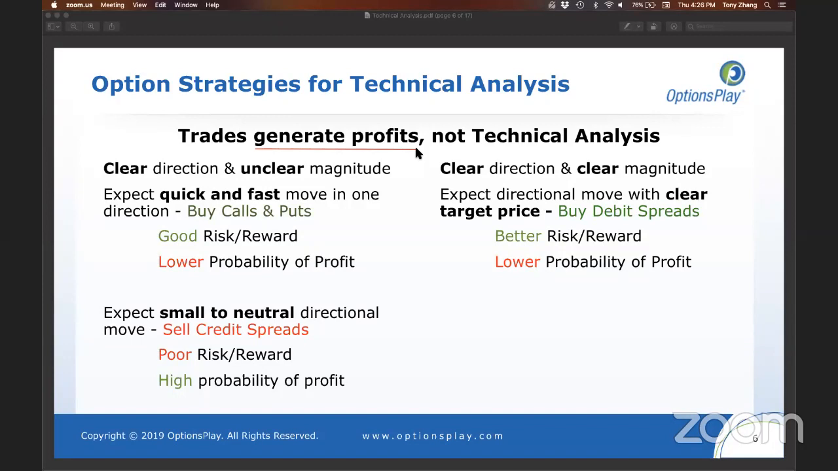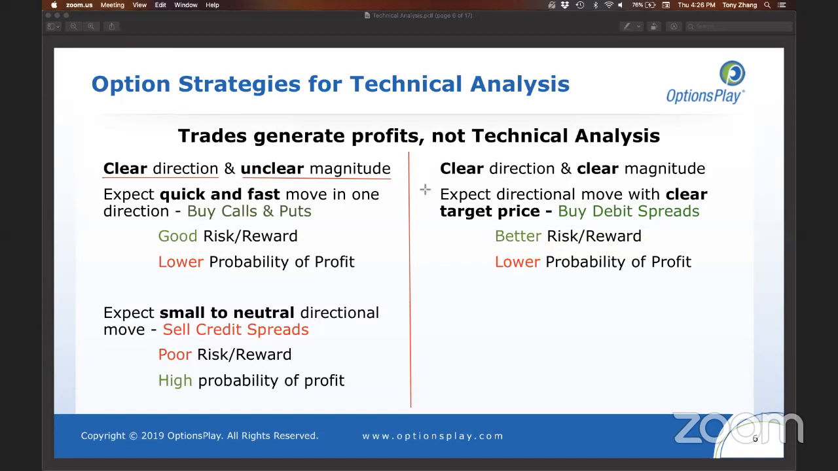So it's really important that we spend some time analyzing our trades and seeing whether the trades that we're making line up with the technical analysis that we're doing. What I have here on my screen is a division, and the division is across the middle. On one side, I have strategies where based on my technical analysis, I may have a clear sense for direction, which means that I'm very clear that I'm either bullish or bearish, but I may not have a very clear sense for magnitude.